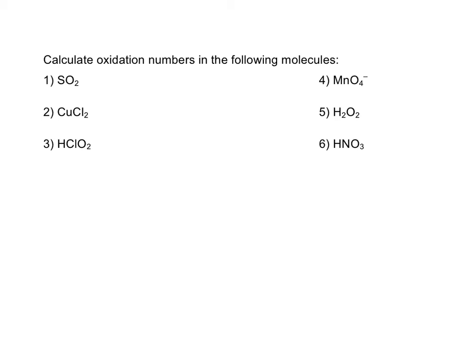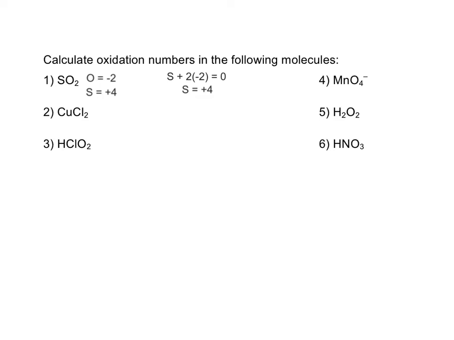Now let's do some examples so that you can get a feel for how these rules work. So the first one is SO2. All right, so if we go down the table that we had on the previous slide, oxygen would be the first thing that we have a set oxidation number for. All right, so we know the oxidation number for oxygen is going to be -2. So we have 2 times -2 plus whatever the oxidation number for S is, and all of that added together has to be equal to 0. Okay, so that gives us an oxidation number for sulfur of +4.